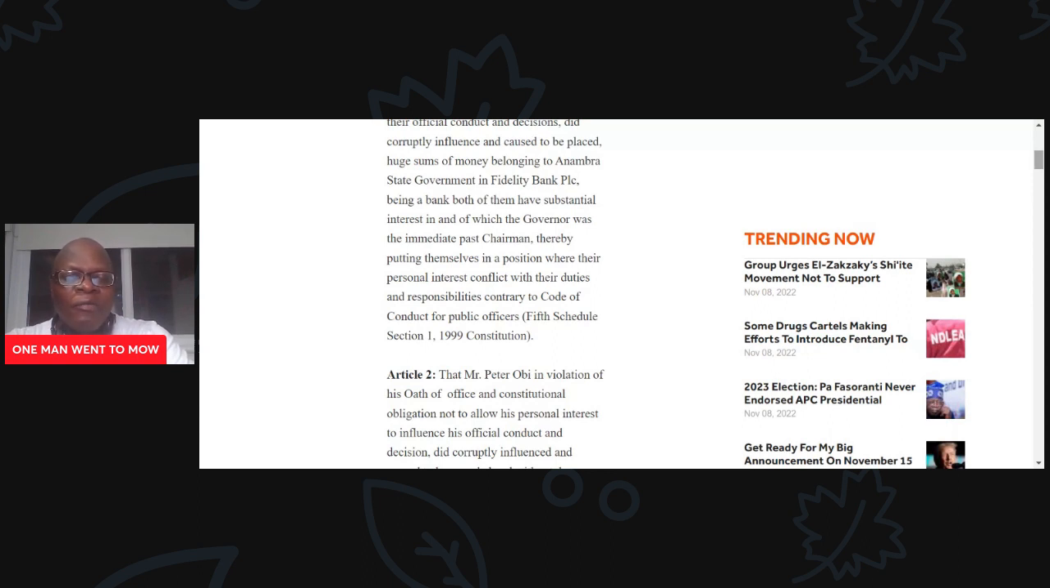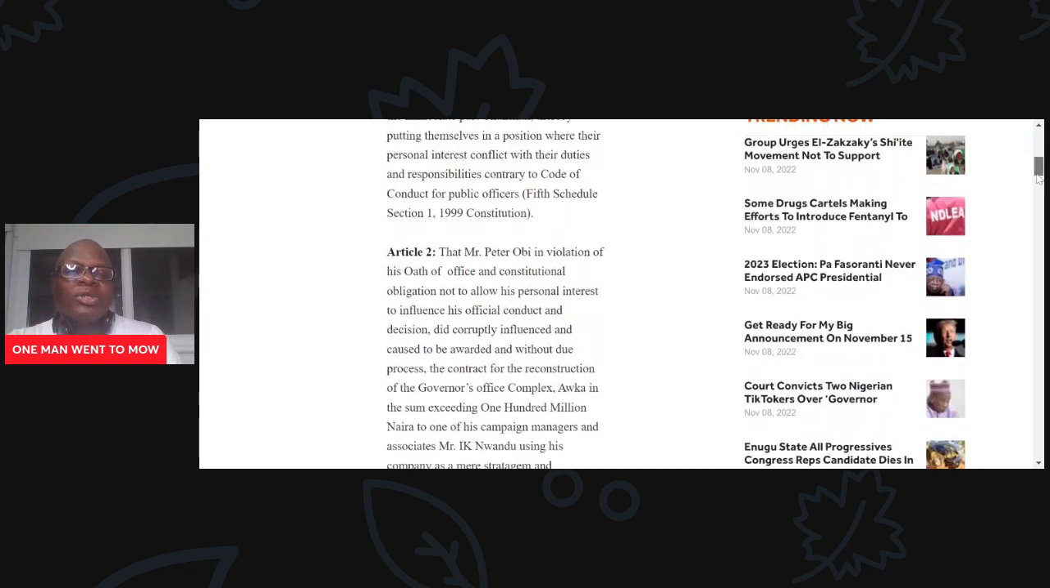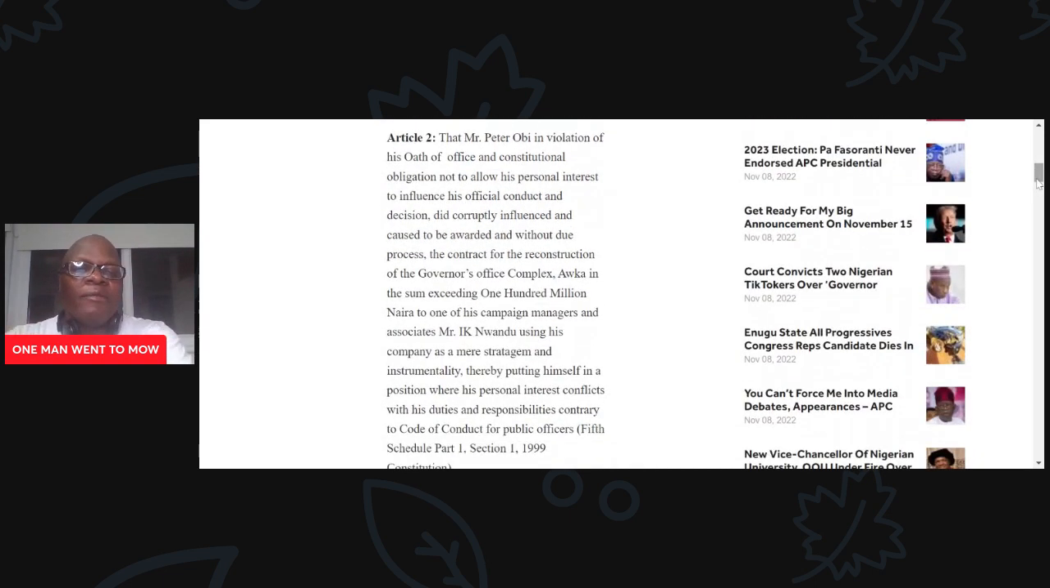A conflict of interest, and according to what they're saying, conflicts with their duties and responsibilities contrary to the Code of Conduct for Public Officers, Fifth Schedule, Section 1, 1999 Constitution. So that's the first charge that was levied.